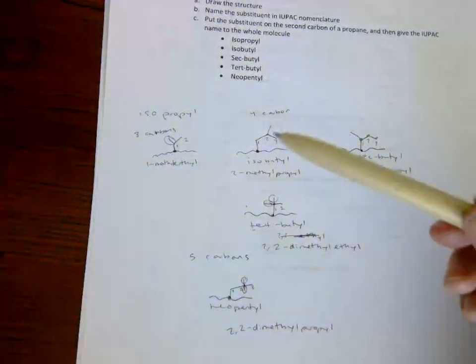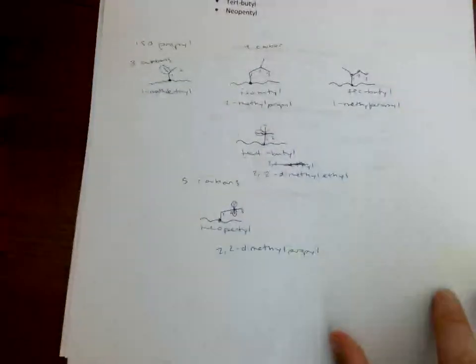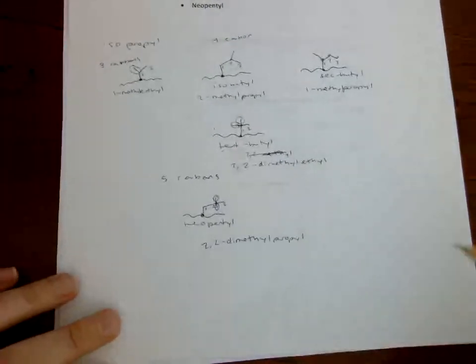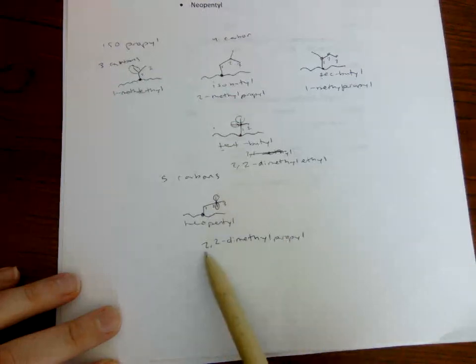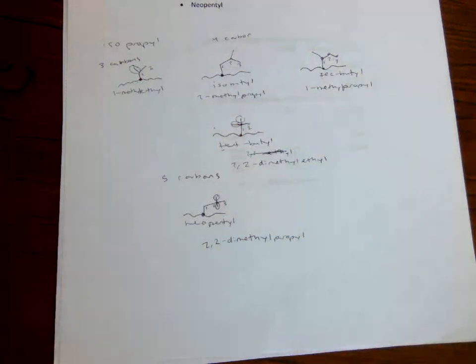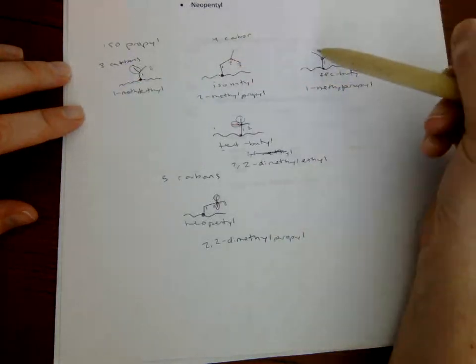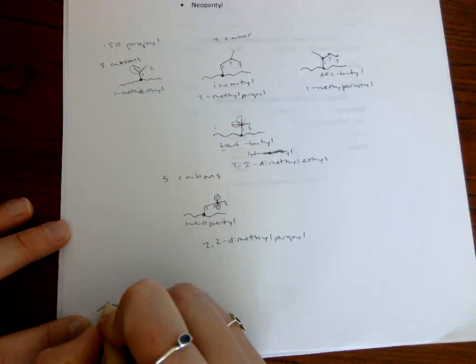You need to be able to go from the common name to the IUPAC name for each of these, because you need to know how to name substituents in general. So you need to know the IUPAC name for these substituents, but you can also know the tert-butyl, isopropyl common names. Okay, and then the last one was to put the substituent on the second carbon of a propane and then give the IUPAC name to the whole molecule.